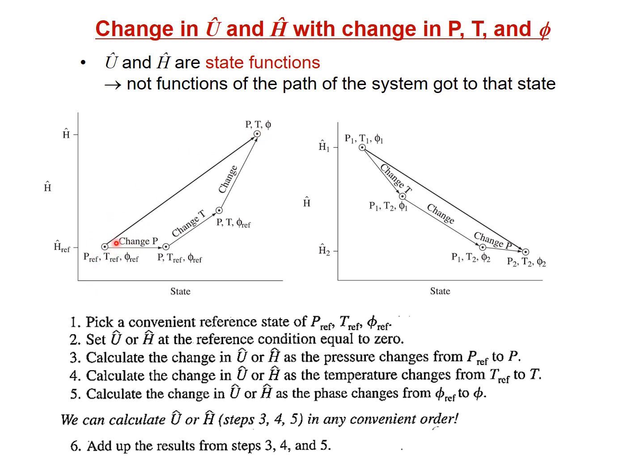This is the reference point, the state of which is defined by pressure of reference, temperature of reference, and phase of reference. And the target state is some pressure, some temperature, and some other phase. So I'd like to calculate the enthalpy change from this point to that point. That is to say, the length of this one. All right? If we can go directly from this point to that point, it is great, because the calculation is just one step for calculating the delta H. However, it is impossible.